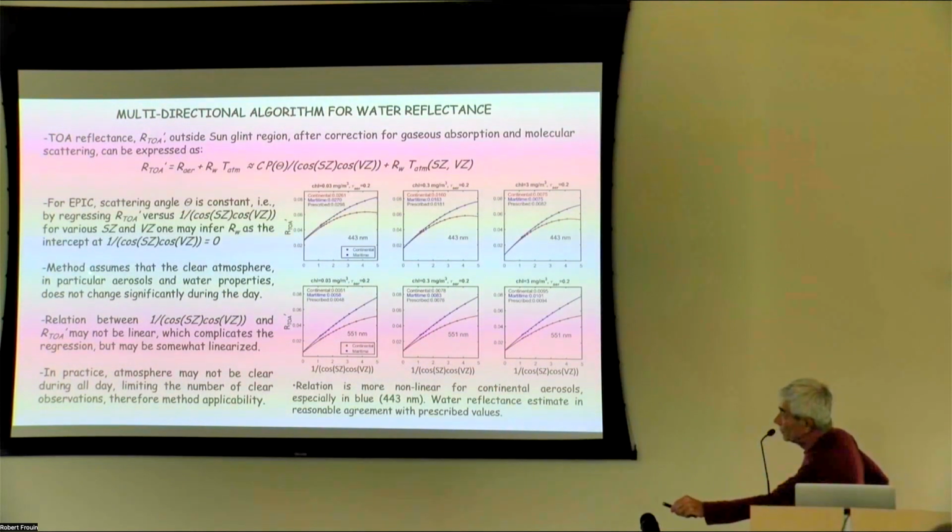Now, of course, the method assumes that the clear atmosphere does not change significantly during the day. This is a pretty crude assumption. And of course, the relationship is not linear, like in this simplified formula, and that complicates the regression. But again, this can be linearized if you wish, if you look at the signal with respect to a typical signal.